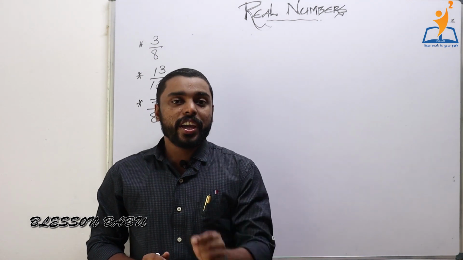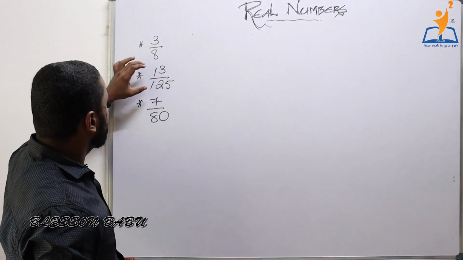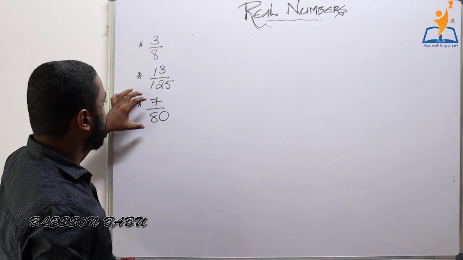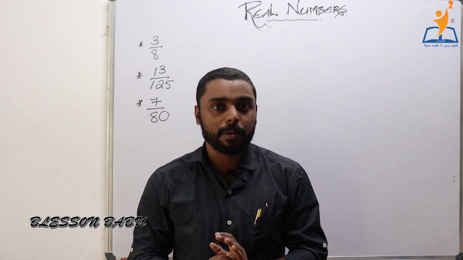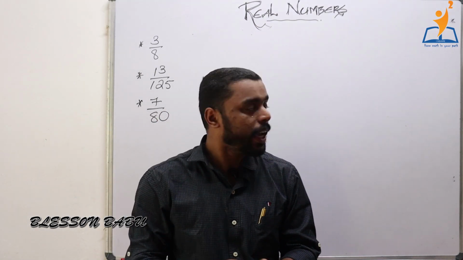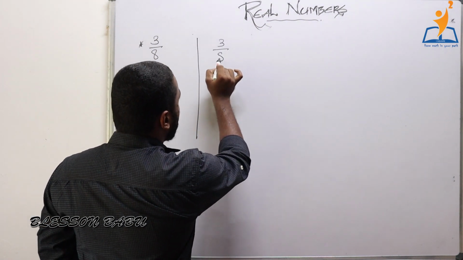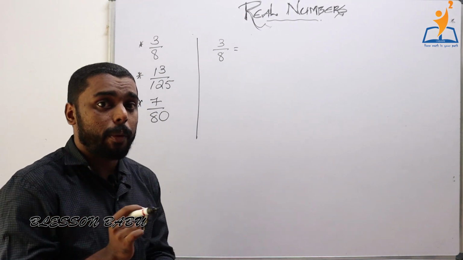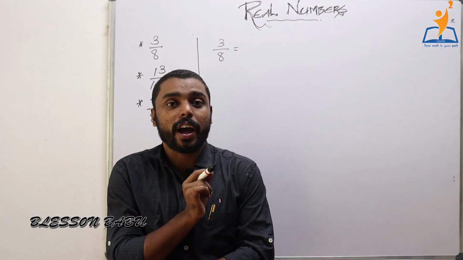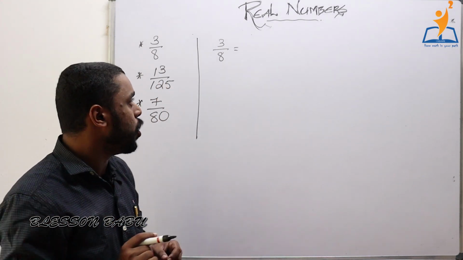So now we are given 3 examples. First one 3 by 8, next one 13 by 125 and the third one 7 by 80. We are going to find the decimal expansion of these numbers. Okay, first one 3 by 8. We are not going to divide it, but we are going to apply a small trick to find whether the number terminates or not. Let's check how we can do that.